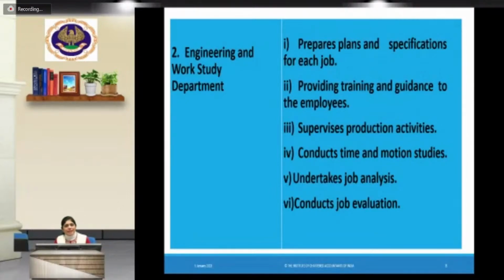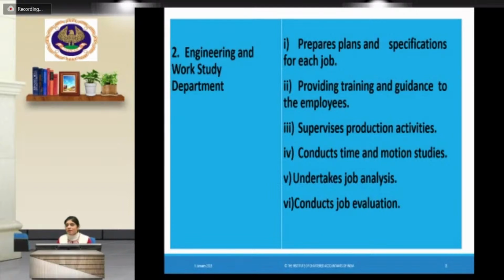It is not in that sense. Job means whatever job order we have received, every detail of that particular job. Job means that a particular work has to be charted out. That is a job. Providing training and guidance to the employees, supervising production activities, conducting time and motion studies, undertaking job analysis, and conducting job evaluation.